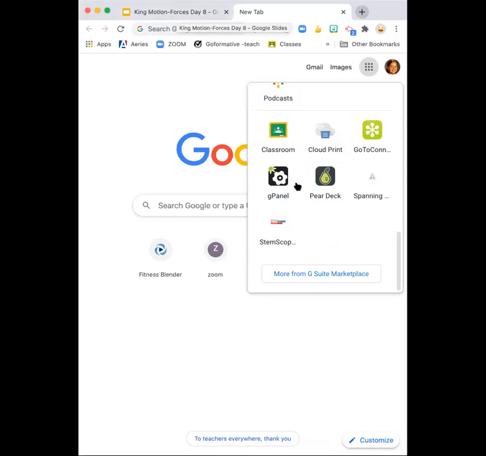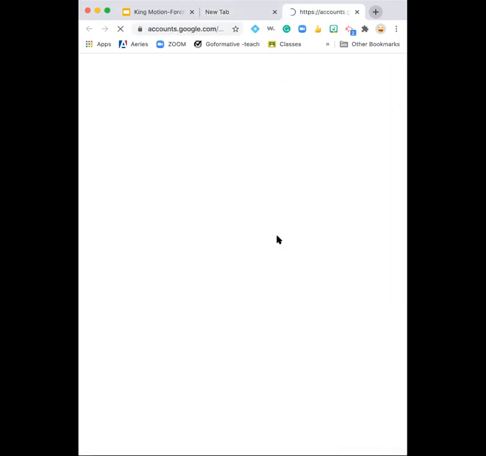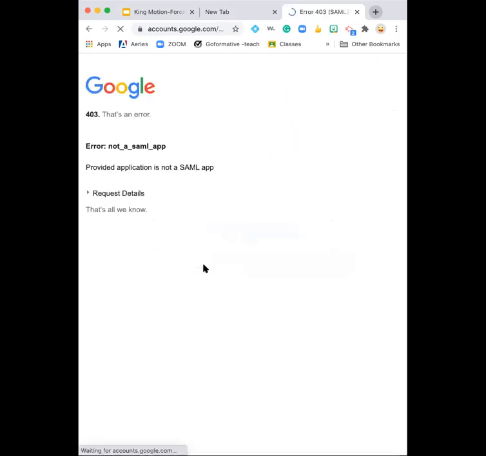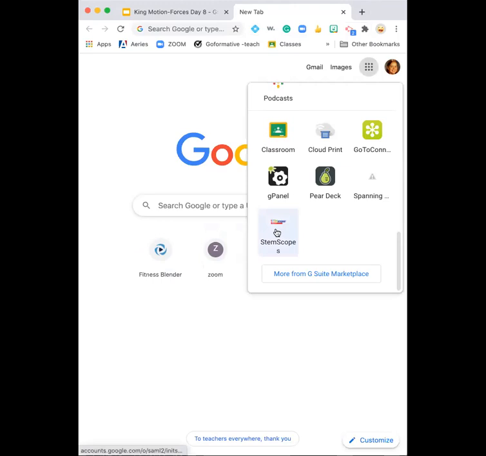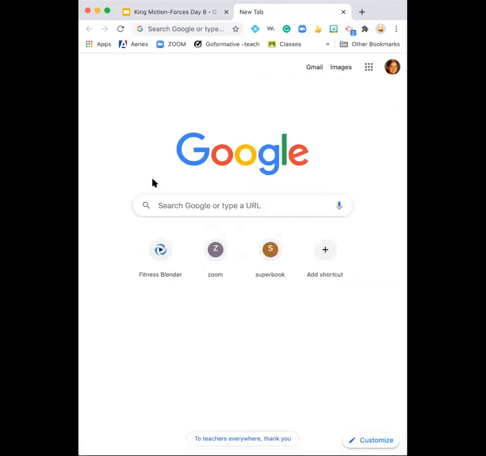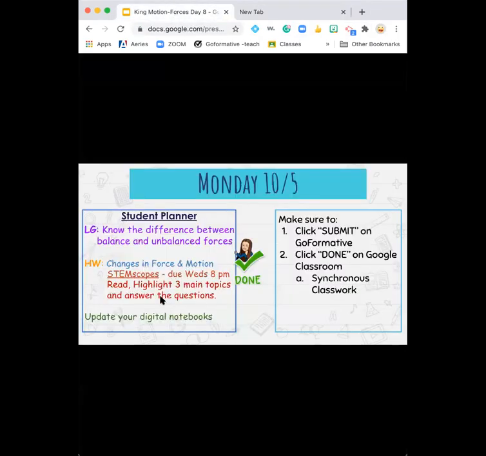Nobody? Go ahead, Alexander. I left my hand up again. Well, tell me anyways, when I click STEM Scopes. Can I share my screen? No, I disabled that. Oh, okay. So when you click that, you press STEM Scopes. Then on my screen, it shows basically all the assignments that you assign. Beautiful. So the first thing you see are the assignments, and then you should see here your Changes in Forces and Motion.